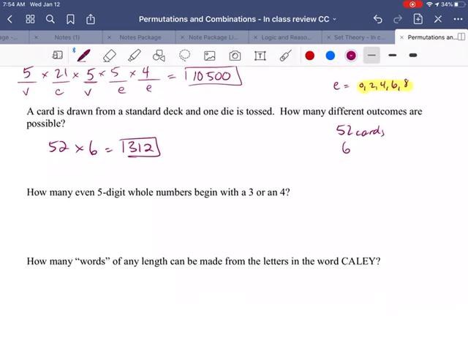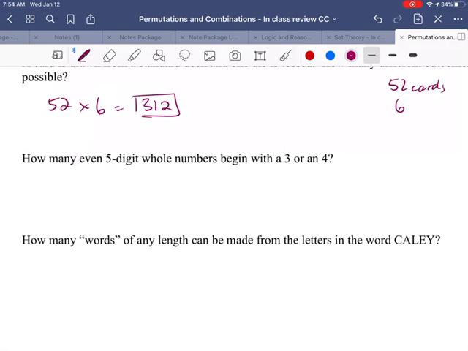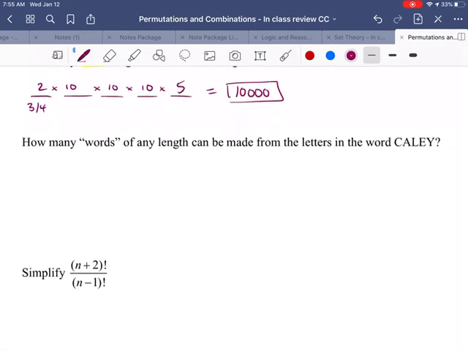How many even 5-digit whole numbers begin with a 3 or a 4? So it's 5 digits, so 1, 2, 3, 4, 5, and they begin with a 3 or a 4. So that means you have 2 choices, and then every choice after that you've got 10, because it doesn't say anything about repetition. The last one has to be even, so in the last spot, we only have 5 choices: 0, 2, 4, 6, or 8. So multiplying all those together, you get 10,000 ways.